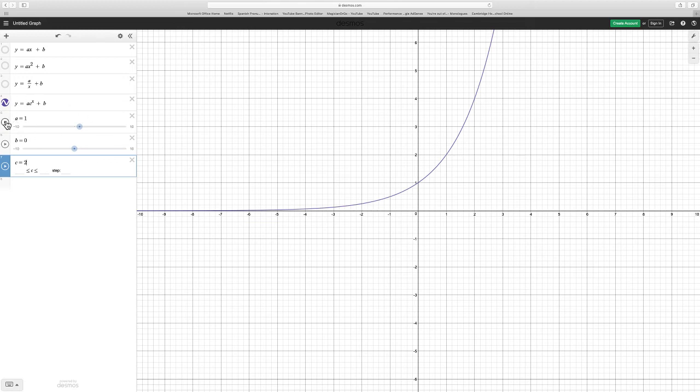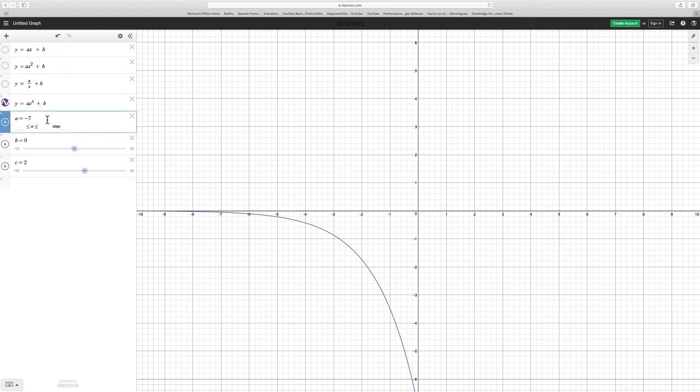What happens when a changes? As we can see, the rate of growth stays the same. It's just where the rate of growth happens along the x-axis that changes. The rate of growth is still the same, it's just where it happens on the x-axis changes. And then at some point, the graph just moves downwards, and it flips over when a is negative. Let's move a back to 1.